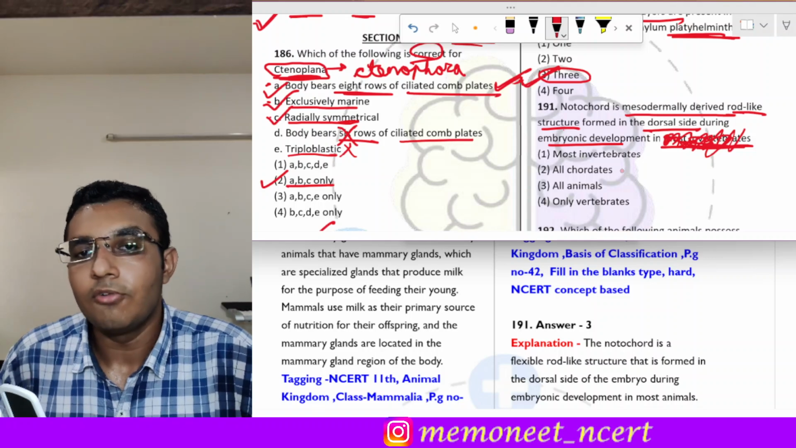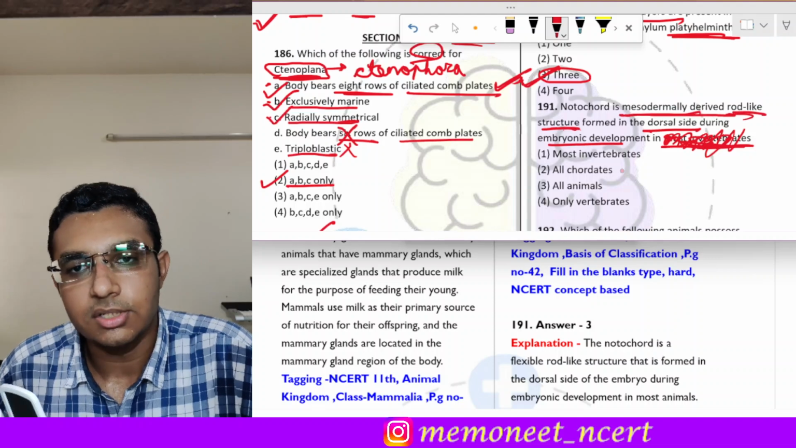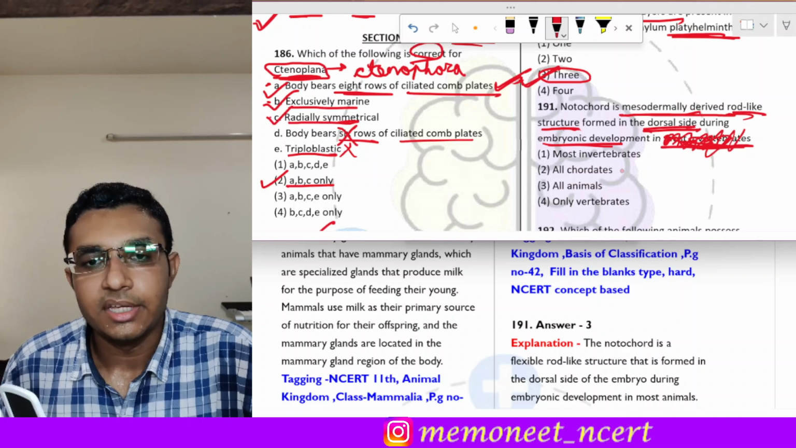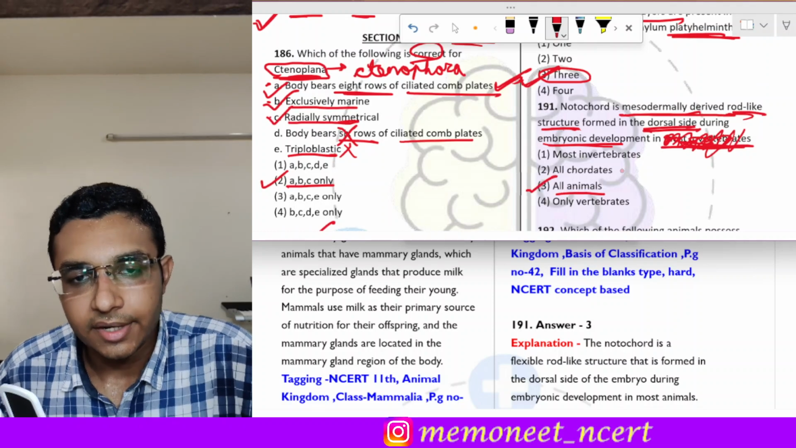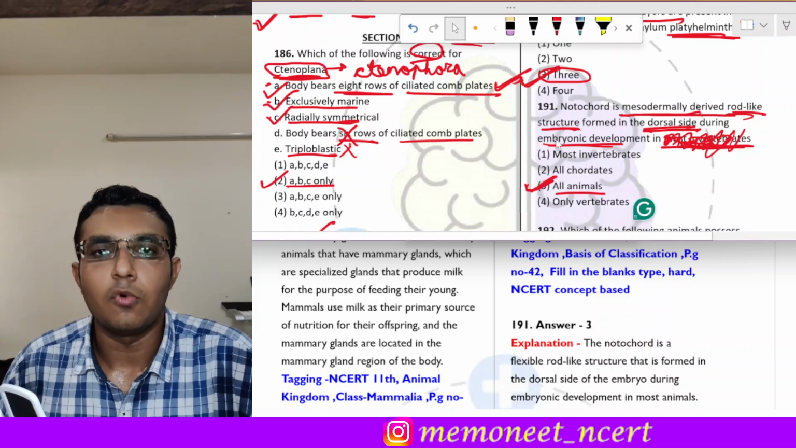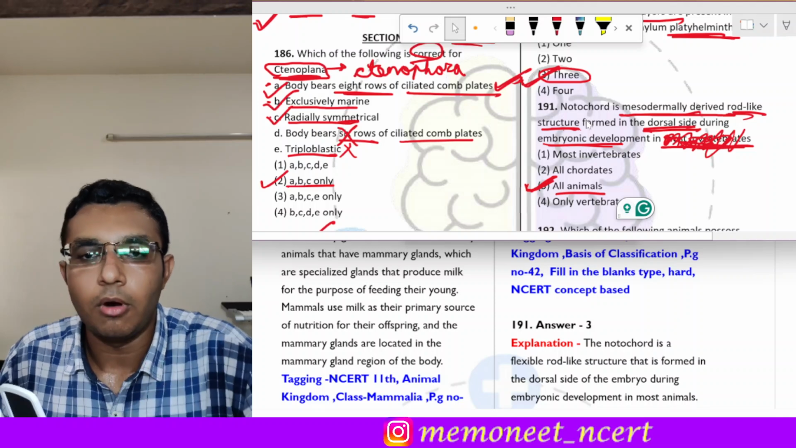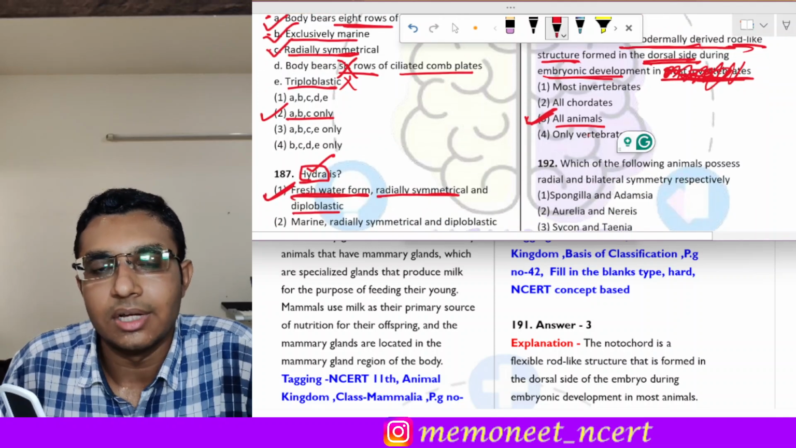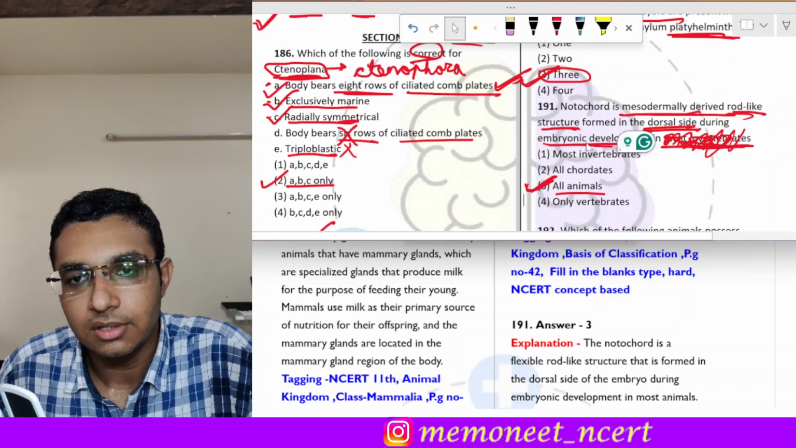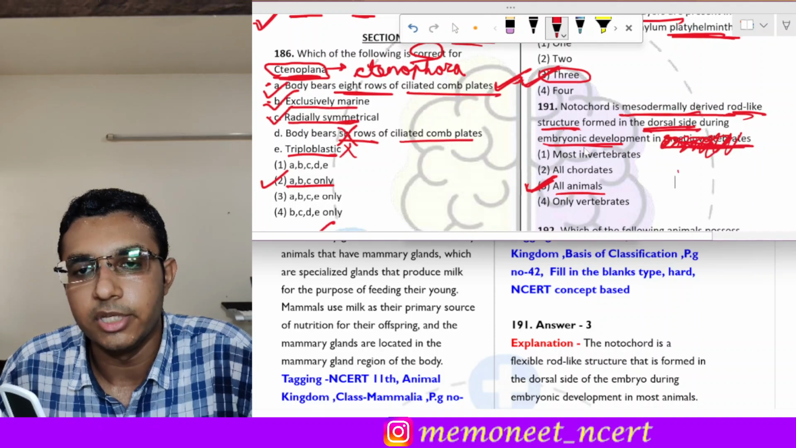Okay, so now we can answer that the notochord is a mesodermally derived rod-like structure which is formed in the dorsal side during the embryonic development in all animals. So the correct answer of this question is option 3. The notochord is formed in most of the animals, not only the invertebrates or vertebrates, but in almost all animals. There is a printing mistake in the question which will be corrected. So here it should be a blank.